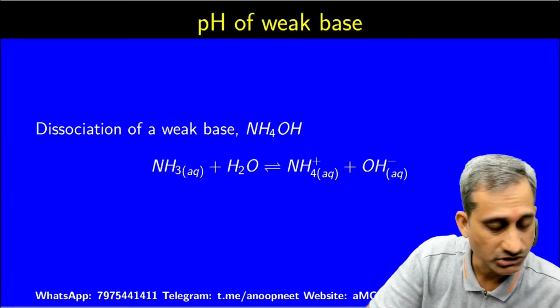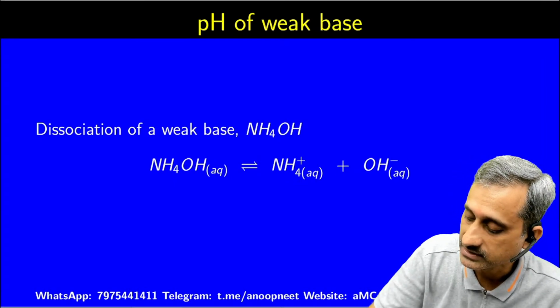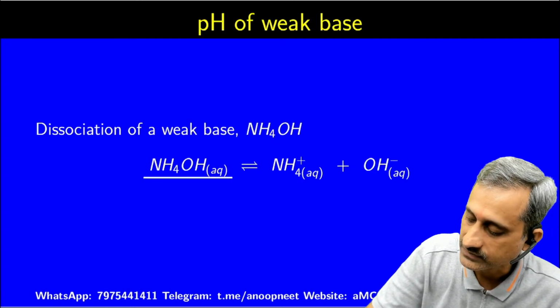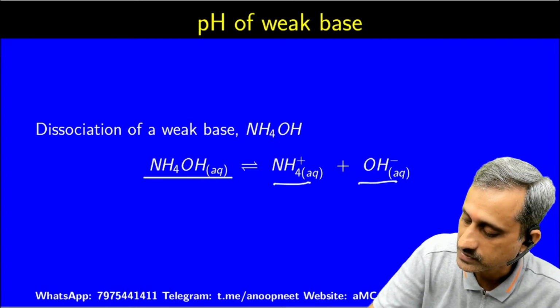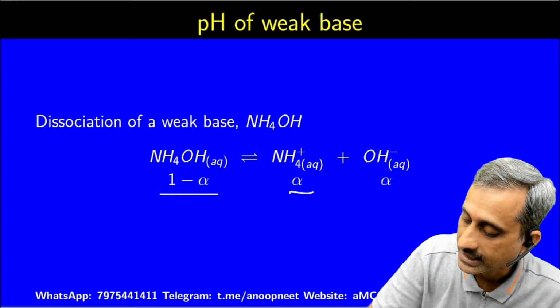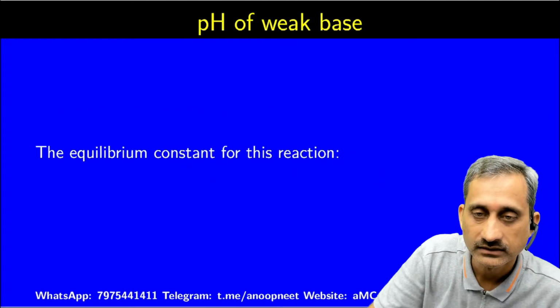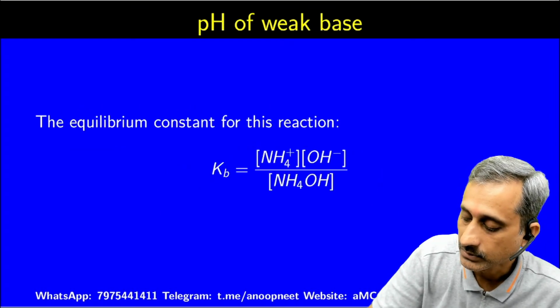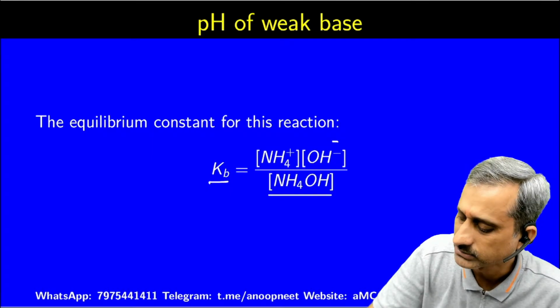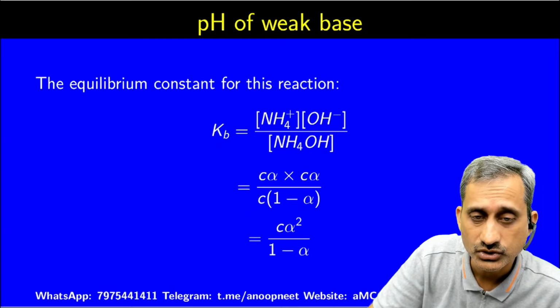So let's talk about the dissociation of a weak base. NH3 plus H2O gives NH4 plus OH minus, and NH4OH aqueous gives NH4 plus aqueous plus OH minus aqueous. ठीक है, 1 minus alpha, अल्फा, अल्फा, C से मल्टीप्लाई कर दो, C into 1 minus alpha, C alpha, C alpha. ठीक है, the equilibrium constant for this reaction Kb will be equal to NH4 plus, यहां पे हमने NH4OH ले लिया, not a problem. Then we can have this equal to this. कर लिया ना ये सब कुछ? कोई कंफ्यूजन?